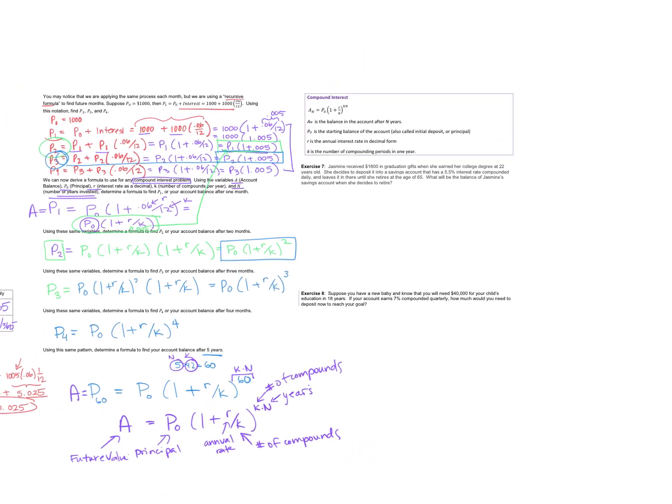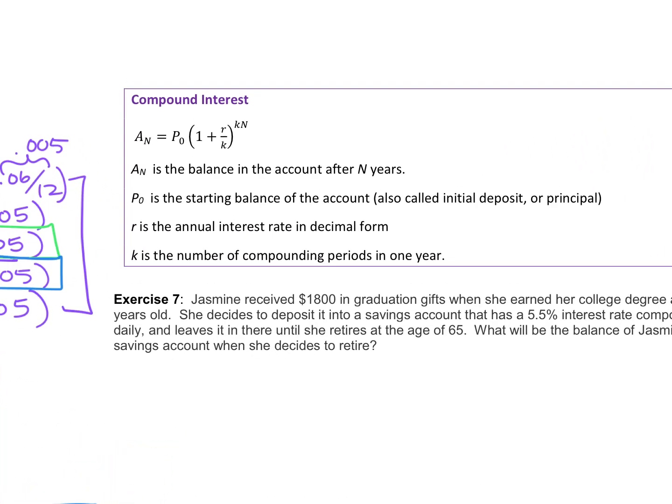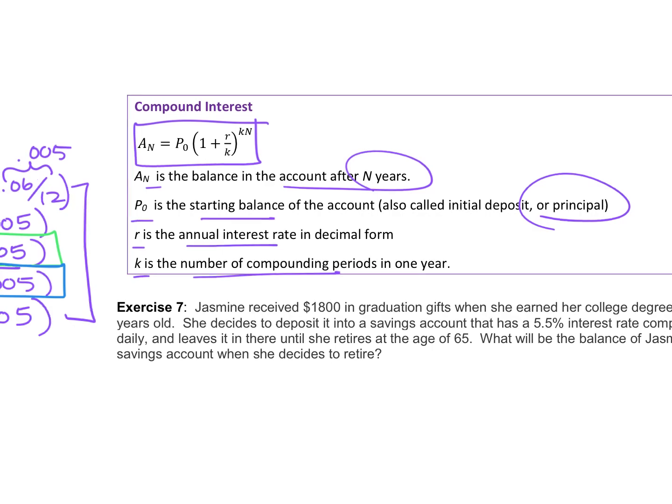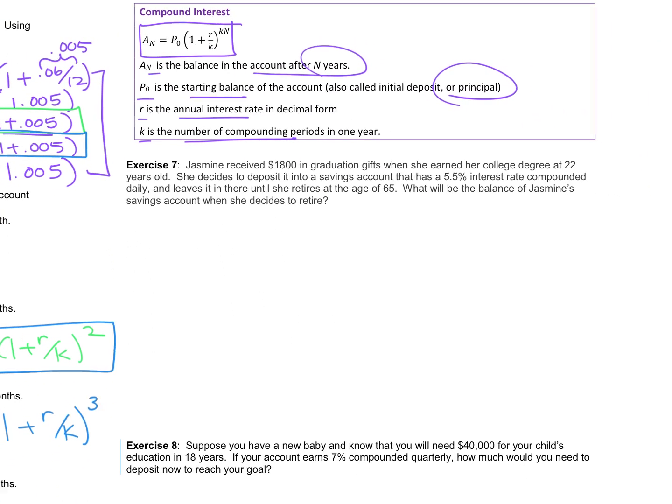And so if we flip over to the next page, you can see it written again. Look, we came up with that. So you can see all of the notation that we used here. Again, P naught, that starting balance, also known as principal. R is the annual interest rate. K, number of compounding. And A, the balance after those years have passed. So for exercises 7 and 8, we're going to be able to use this.